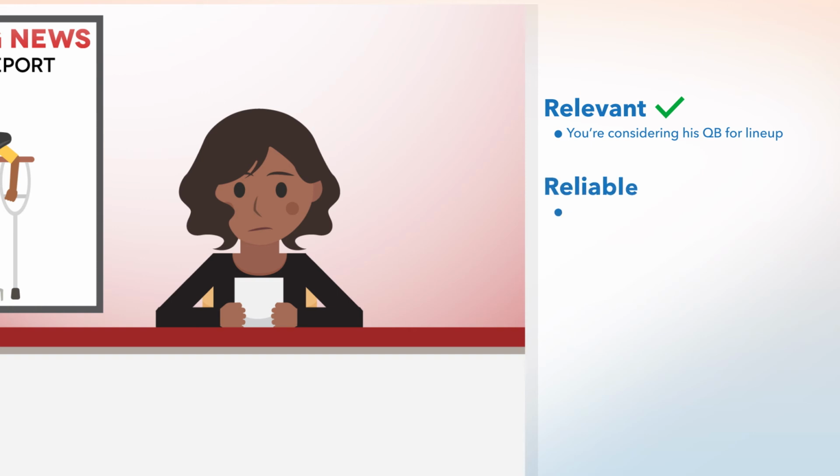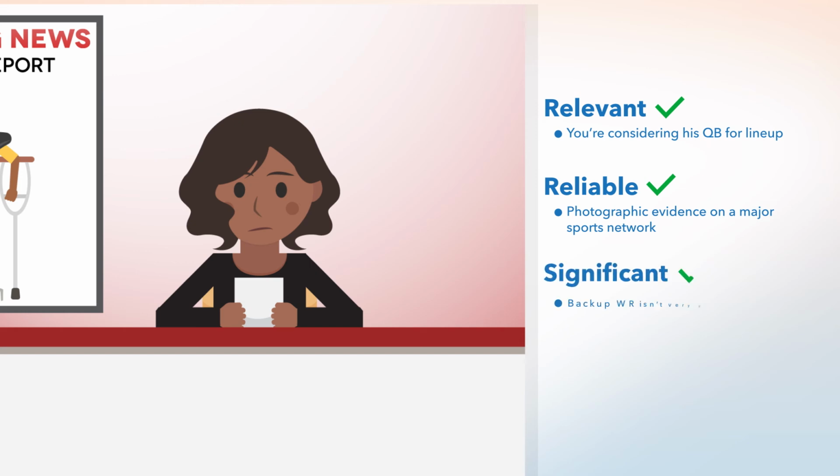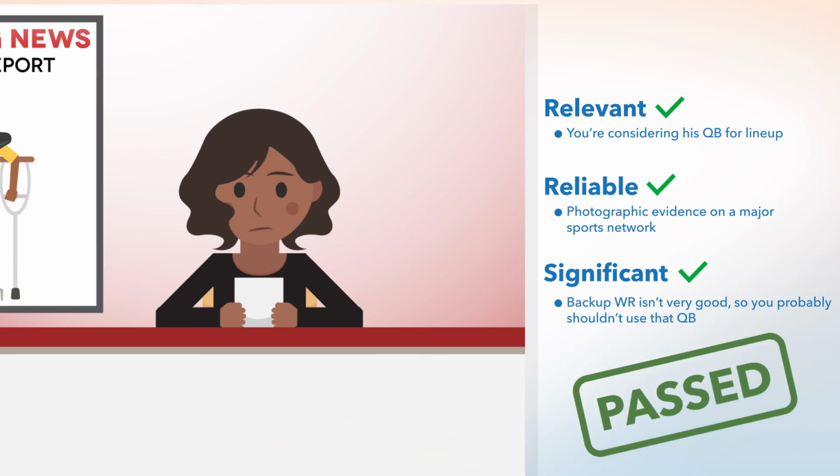It's reliable because there's photographic evidence of the injury on a major sports network. And it's significant because the backup wide receiver on that team isn't very good. The situation is different enough that you should probably find a new quarterback. This bit of news passes the information test, so you'd want to act on it.